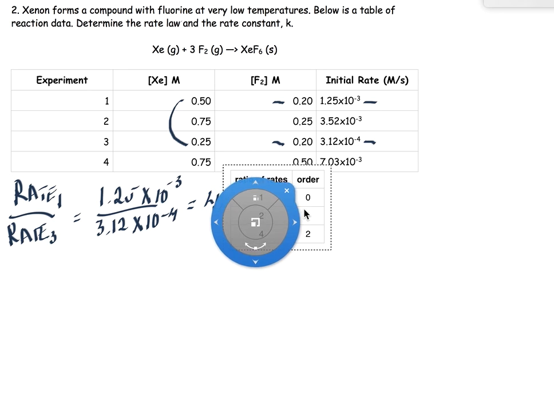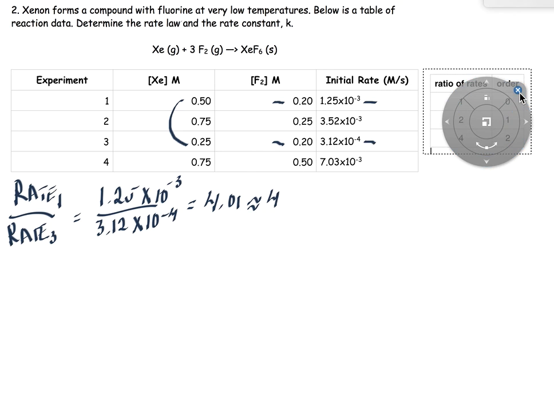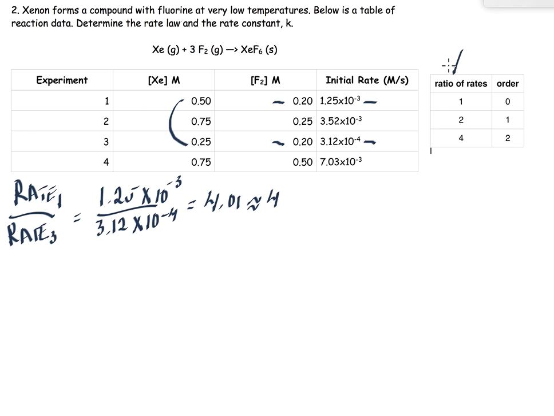Now again, what we want to do here is refer to this table up here where we have the ratio that we've calculated and a corresponding reaction order. So if the ratio is 4, then the order is 2. So it tells us that this reaction is second order with respect to xenon concentration. So I'll just put that with a 2 there.